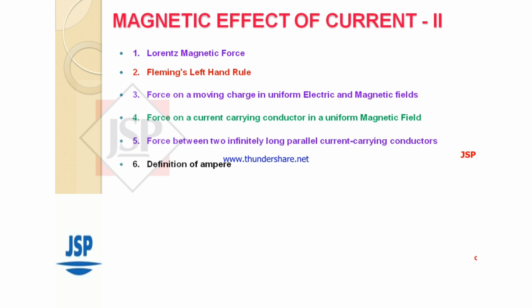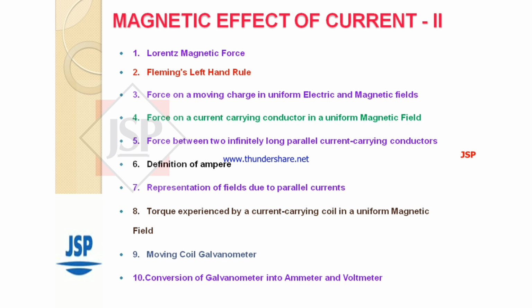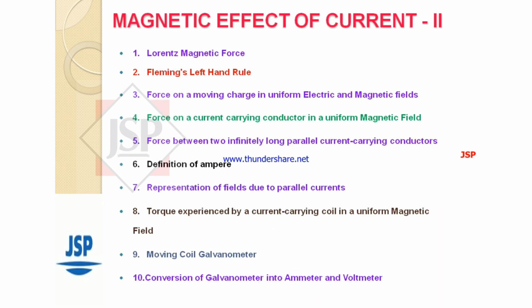Sixth one, definition of ampere. Seventh one, representation of magnetic field due to parallel current. Eighth, torque experienced by a current carrying coil in uniform magnetic field. Ninth, moving coil galvanometer. 10th, conversion of galvanometer into ammeter and voltmeter. 11th, the difference between the ammeter and voltmeter.